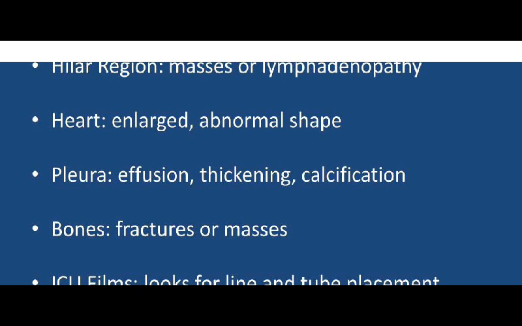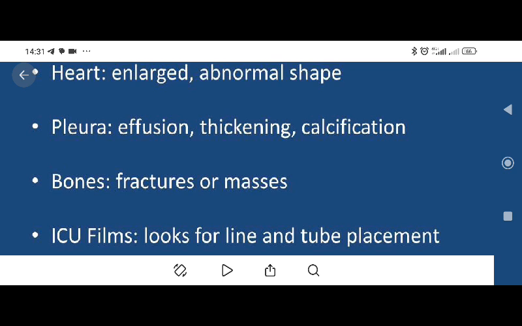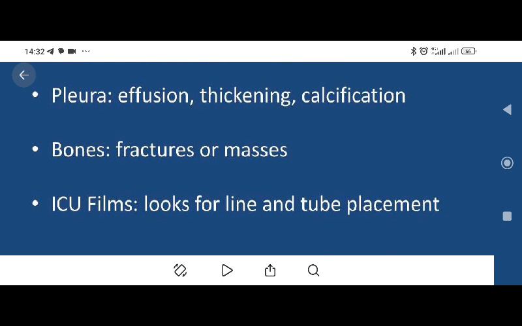Now in the bones, you check for fractures or masses, that is in the ribs. Most of the time, when we talk about bones, we're talking about the ribs. You check for fractures in case of accidents or trauma. Then you also check for masses, such as osteosarcoma, a malignancy of the bone, or a benign primary bone tumor.